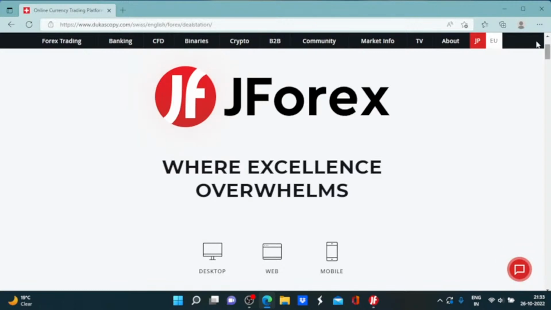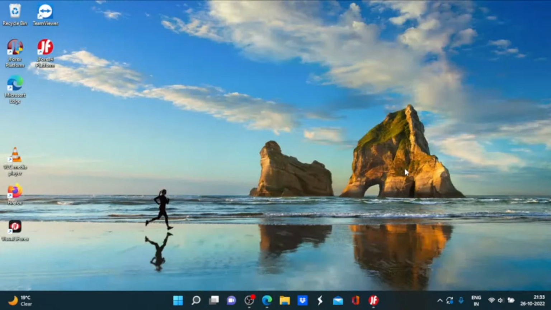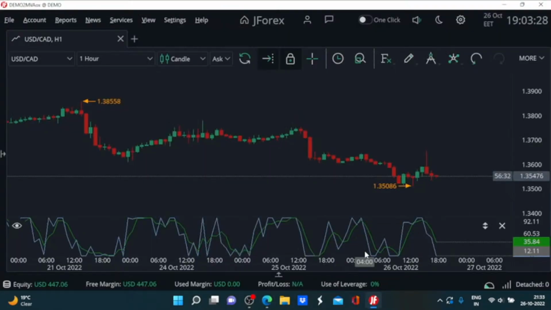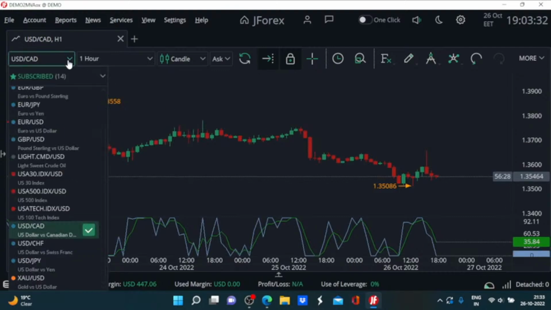So let us now head to the JForex, the newly released trading platform from the Dukascopy Bank SA. Here, this is the chart of USD CAD, which I will change to Euro USD. There is nothing wrong with the USD CAD.